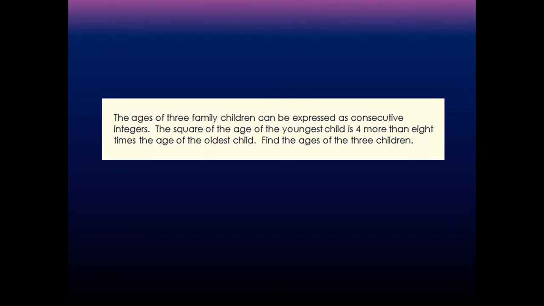The ages of three family children can be expressed as consecutive integers. Okay? First child, second child, third child. Their ages can be expressed as 3 consecutive integers. The square of the age of the youngest child is 4 more than 8 times the age of the oldest child. Find the ages of the 3 children.